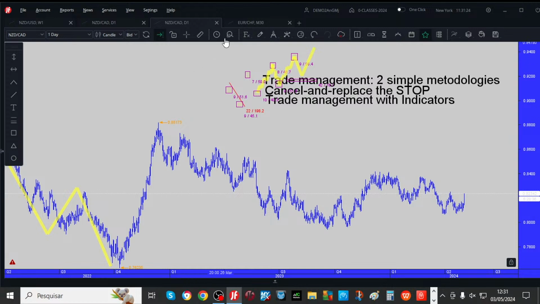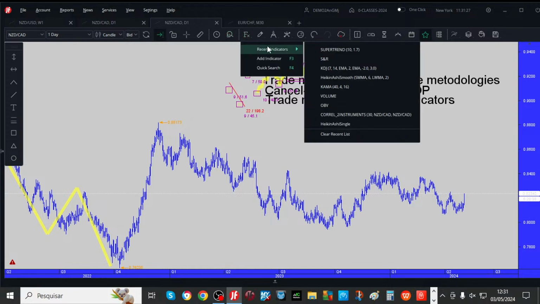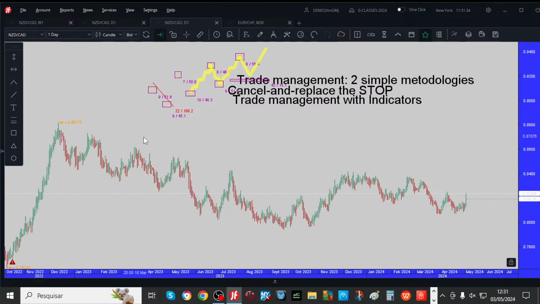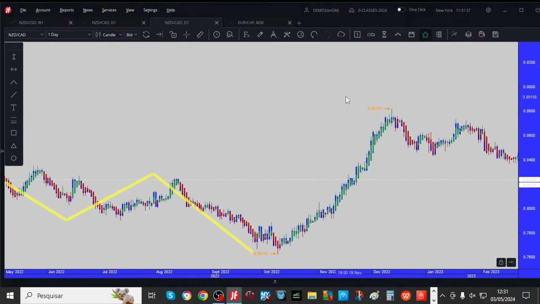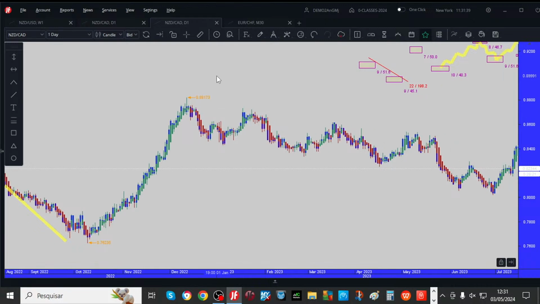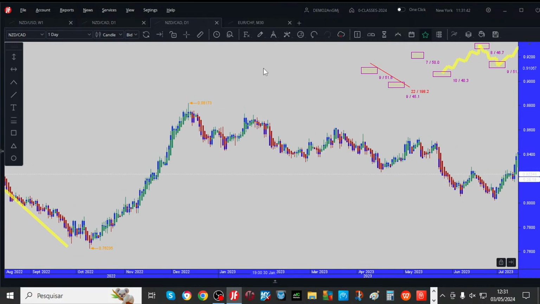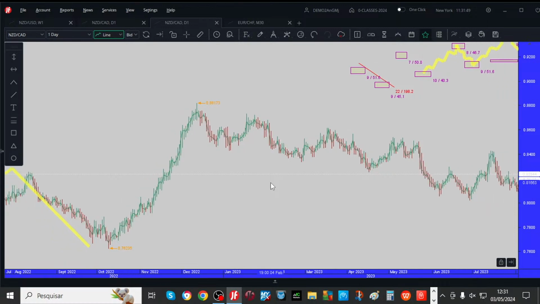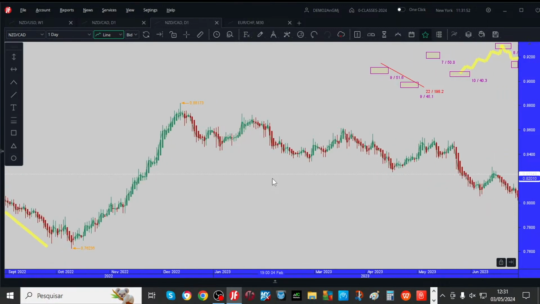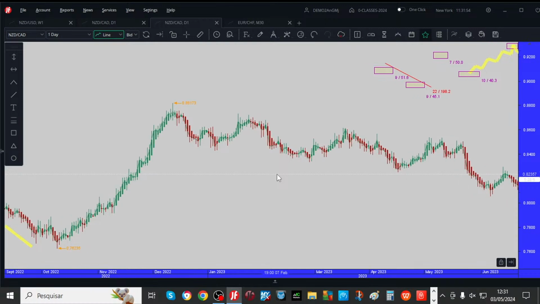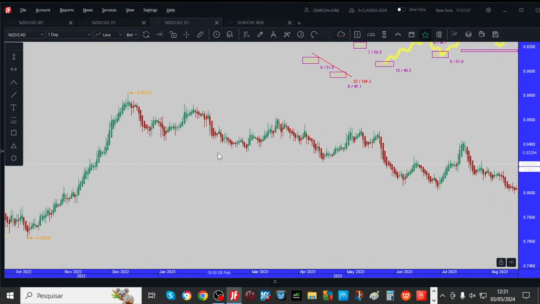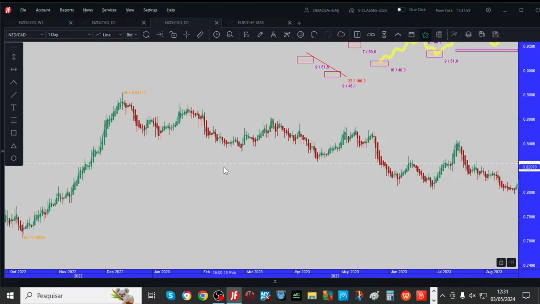So, simple indicators, everybody. You can use Heikin Ashi. If you are using Heikin Ashi, then you need to change from candles to the line. All right, like this. Now you have Heikin Ashi candles. This would be one. Okay, so you are in and out, in and out, in and out.